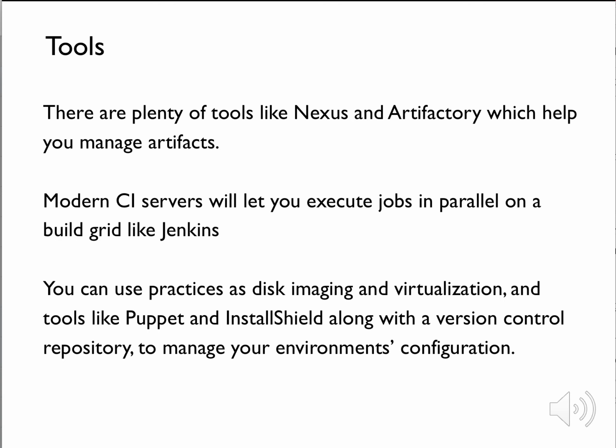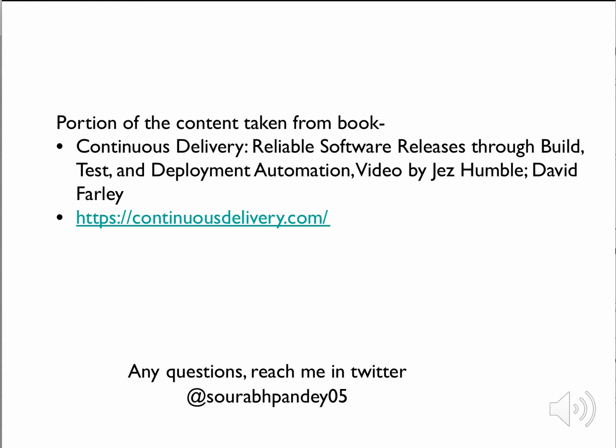So finally, I want to talk about some of the tools that you can think of to be able to succeed in continuous delivery. There are tools like Nexus and Artifactory, which can help manage your artifacts. CI servers like Jenkins can help execute jobs in parallel on a build grid, so it is already being followed in a number of organizations. Then you can use practices such as disk imaging and virtualization, and tools like Puppet and InstallShield along with the version control repository, to manage your environment configuration seamlessly.